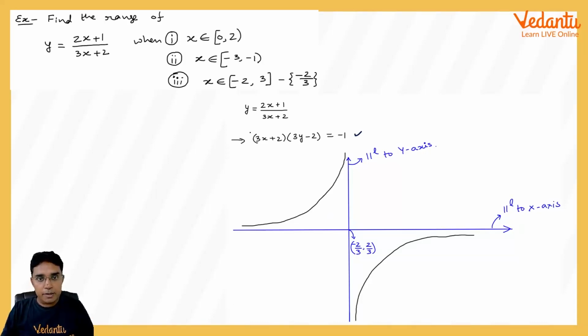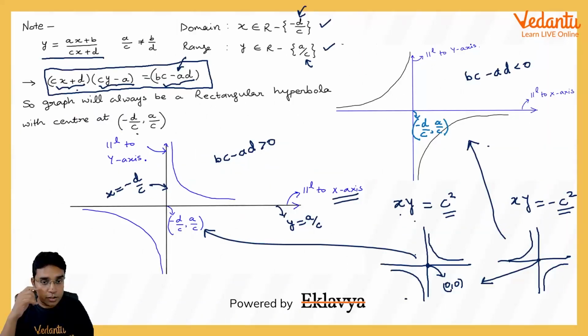Now for the first part, 0 to 2, as you can see, minus 2 by 3 is here, so 0 will be lying somewhere here and 2 will be lying somewhere here. And from 0 to 2, if you check, this graph is always increasing. One more thing, let me add here: this rectangular hyperbola graph is either decreasing if you take this case, or increasing if you take this case. So here also it will be either strictly decreasing or strictly increasing. The same thing can be verified using dy upon dx also.